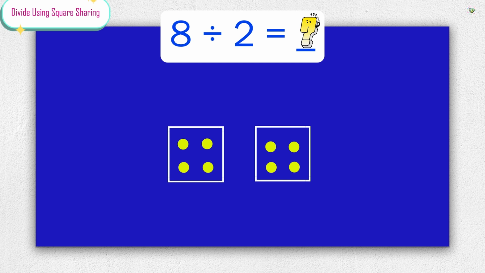All done. Now, let's look at each square. It will tell you how many strawberries each cat has. Oh, so 4. That's right. Each cat gets 4 strawberries, which means the answer is 4.